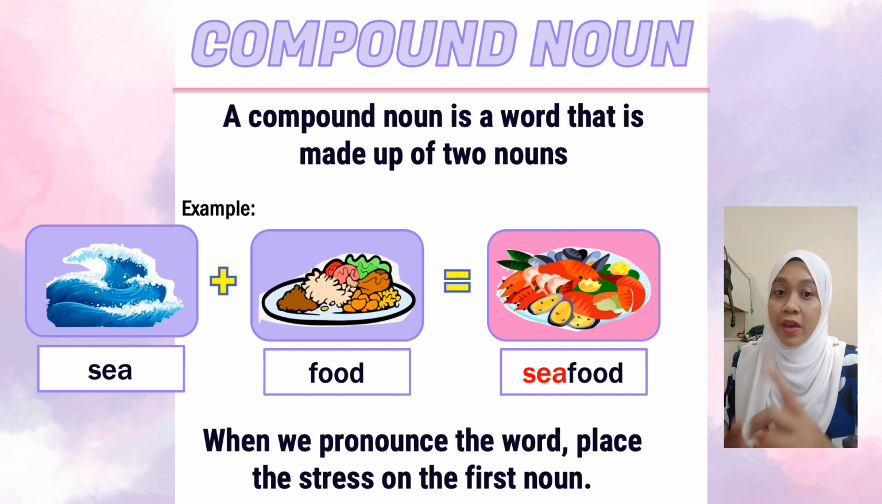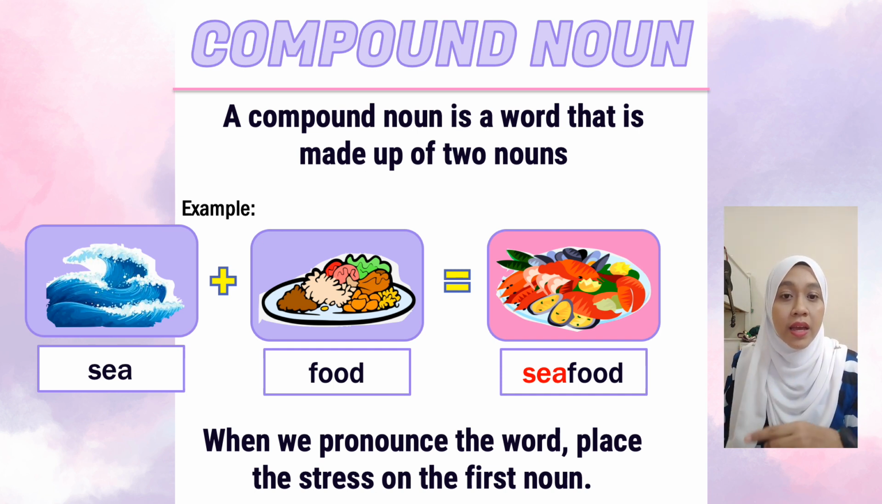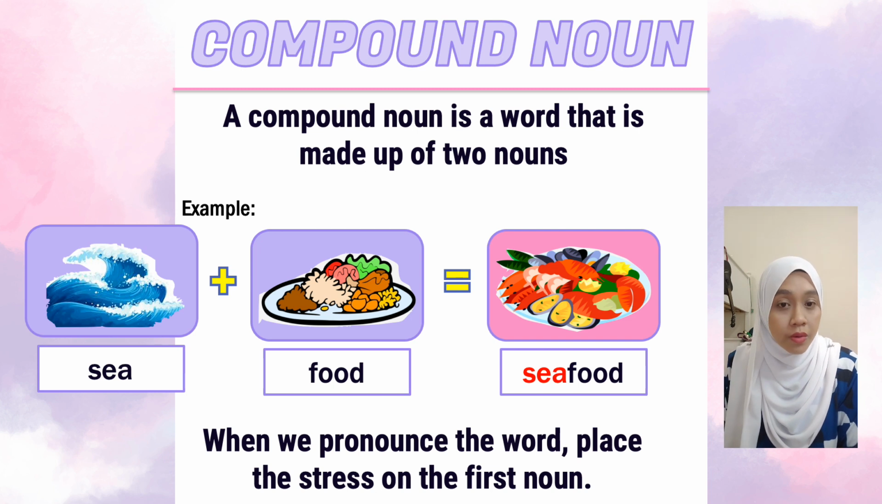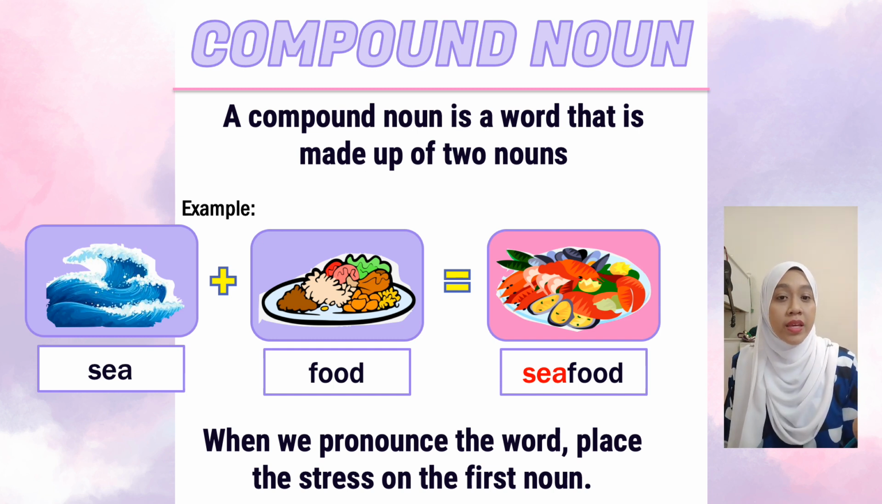Alright, let's say we have two nouns. These two nouns we merge together and we have a compound noun. Or in Malay, compound noun is also known as kata majmuk. Okay, sama je compound noun in English, kata majmuk in Malay.